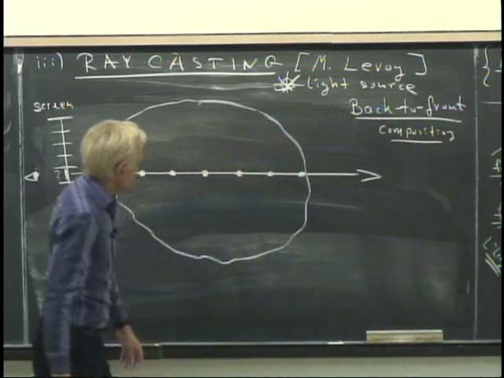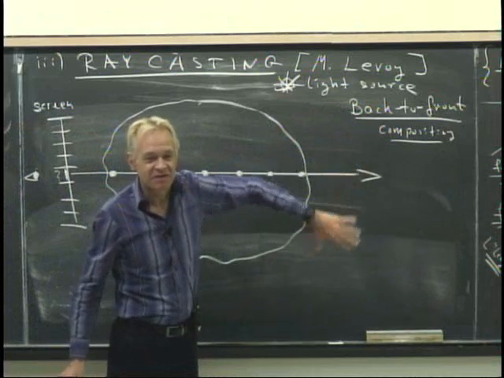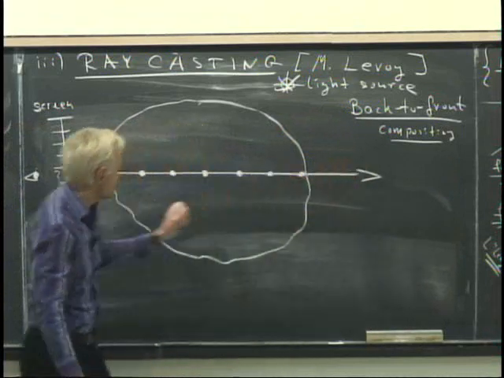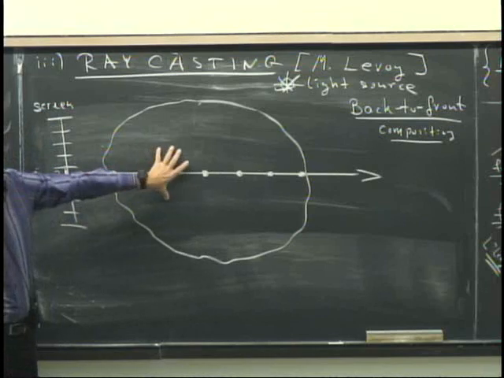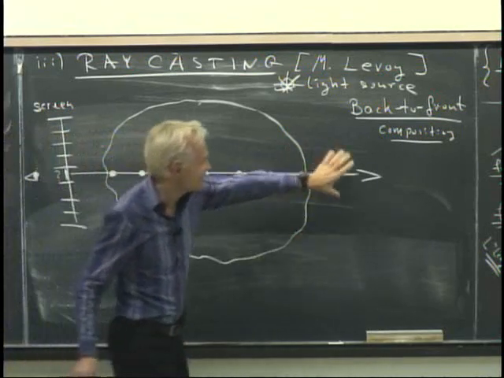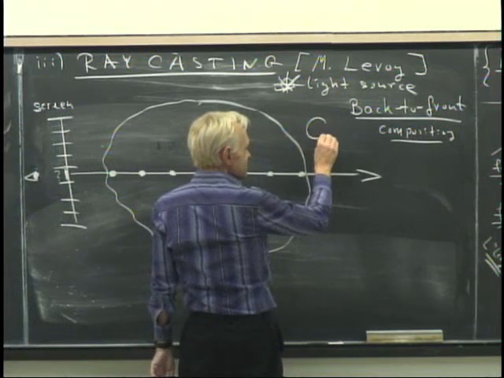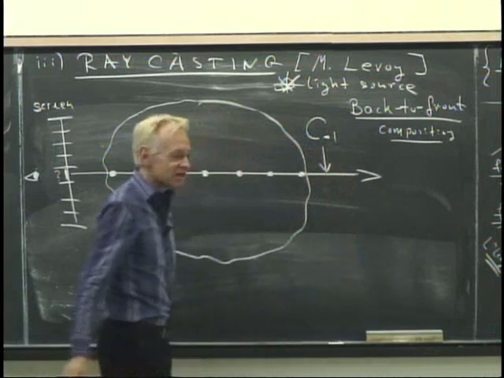Okay. And so first of all, there's this color here in the background, right? That's the background color. And the background color has an influence on the color I see here, if this thing is transparent, right? That's the whole assumption, that this medium is transparent. So I have a background color here. And so I have some kind of incoming color, which I call capital C minus 1. Okay, that's just my index.